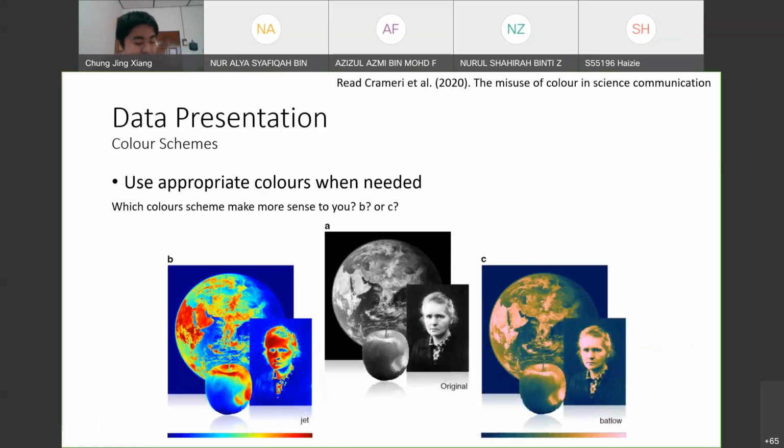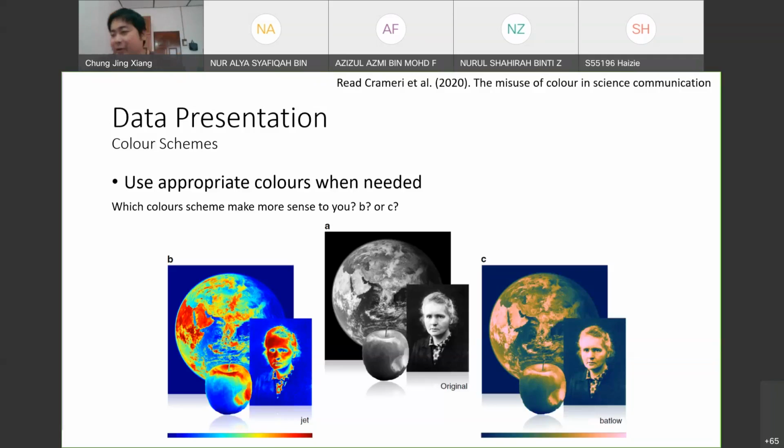Next, this is very important: color scheme. When we plot our figure, when we create visualization, it's always important for us to use proper colors. Usually when I see students plot figures, they will simply use any color available, or the default color that comes with the software. But sometimes we don't want that.